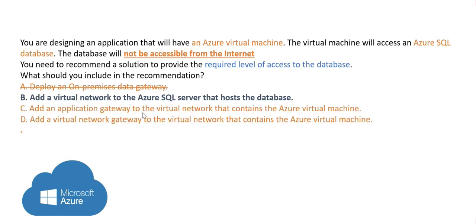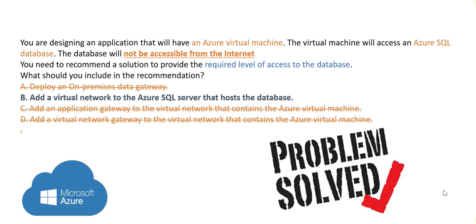Let's see option C and D as well. C: add an application gateway to virtual network. Application gateway is a load balancer. Here we don't need a load balancer. We need a private network. So C is struck out. D says add a virtual network gateway to a virtual network. So first we have to create a virtual network, and then only we can build network gateways. Network gateways are for encryption of data in the virtual network. So the basic point here is first create the private network using a virtual network. So D is wrong. B is our correct answer.